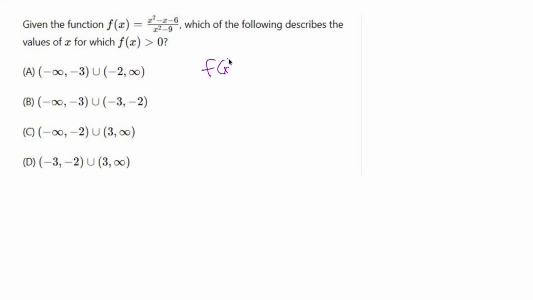So f of x is going to be factored out: x minus 3, x plus 2. On the bottom, in the denominator, we have x minus 3, x plus 3 because it's a difference of squares. Now let's find the magic numbers, the numbers that would make each factor equal to 0. Your magic number is 3, negative 2, 3, and negative 3. So 3 and 3 repeat, so we would have a hole at x equals 3 because we have repetition there, top and bottom.